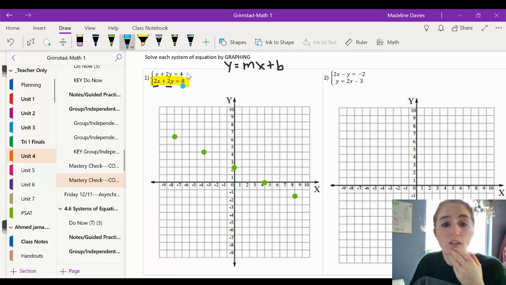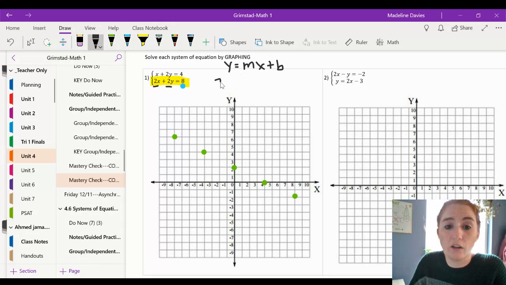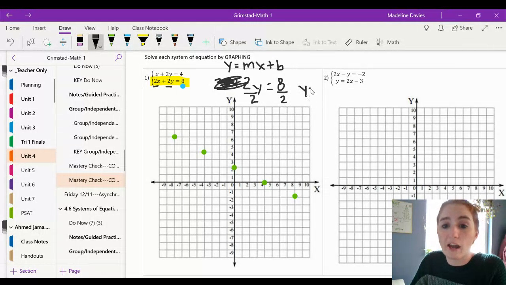And the other number is 2. So both of them go in evenly, which means that we can do our cover-up method. And if you remember, if we have 2x plus 2y equals 8, I start off and I replace my x with 0. 2 times 0 is 0, so I can just cross that whole thing off. 2y equals 8. To get y by itself, I have to divide by 2 on both sides. 8 divided by 2 is 4. So I have y equals 4. And that is my y-intercept.